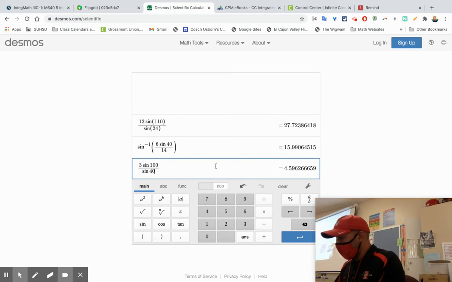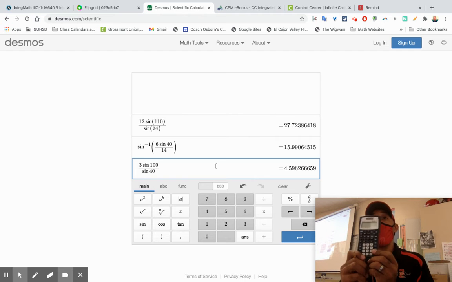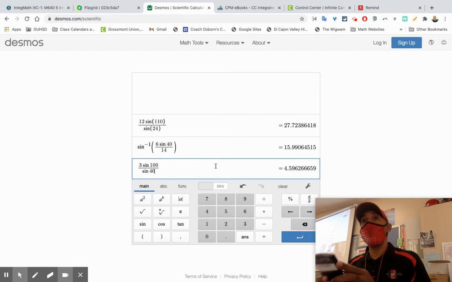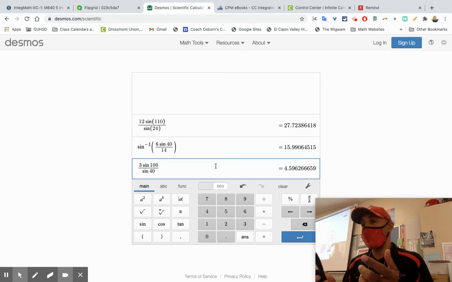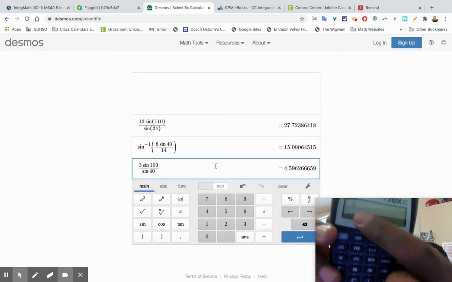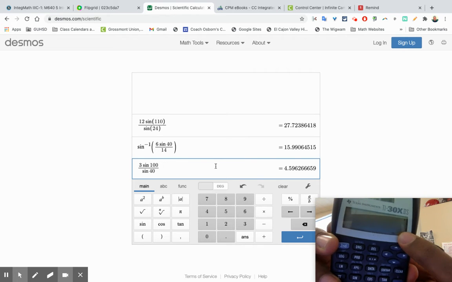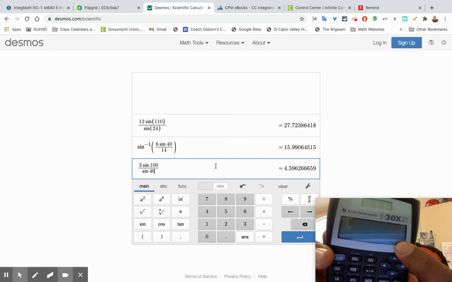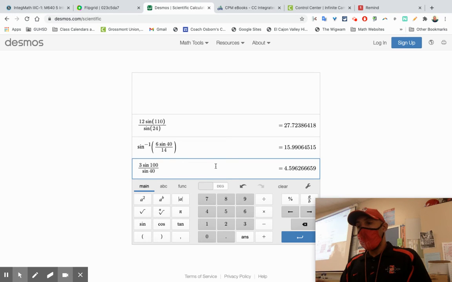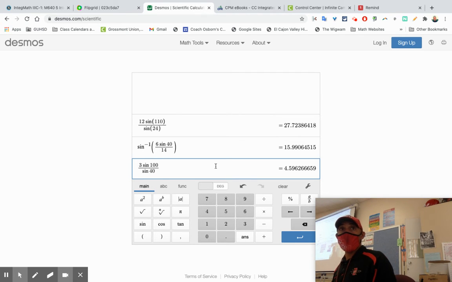Now I really recommend you guys using the Desmos calculator for this. If you're using a personal calculator like this, you've got to be careful and make sure that when you are looking for degrees, you see the little thing that says DEG right here. Make sure it says that. If it says RAD, that means it's set up for radians, which we don't want. We're not even going to talk about radians until next quarter. It's just another way to measure angles.